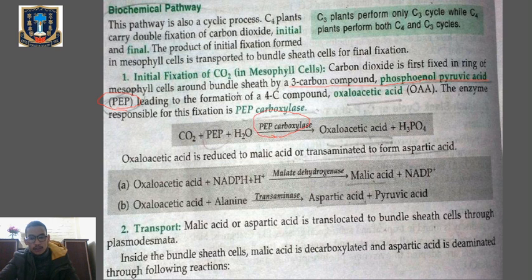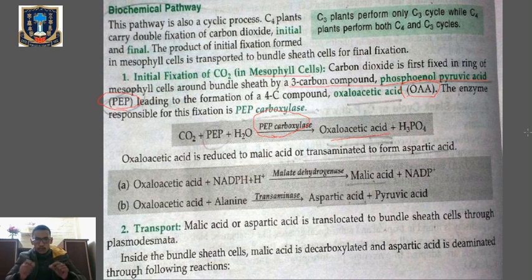So in the initial fixation of carbon dioxide in the C4 pathway, it occurs in the mesophyll cells, and the carbon dioxide is mainly fixed by a 3-carbon compound called phosphoenol pyruvic acid. That leads to the formation of a compound called oxaloacetic acid, also known as OAA, and therefore the name of the enzyme is PEP carboxylase. Listen very carefully: in the biochemical pathway of the C4 cycle, carbon dioxide fixation occurs in 2 phases, the initial phase and the final phase. The initial fixation occurs in the mesophyll cells, which form a ring outside the bundle sheath around the vascular bundle.